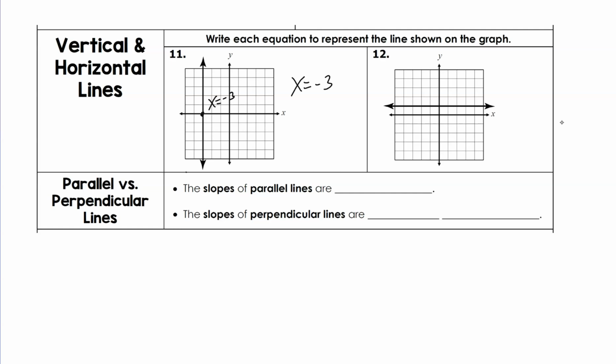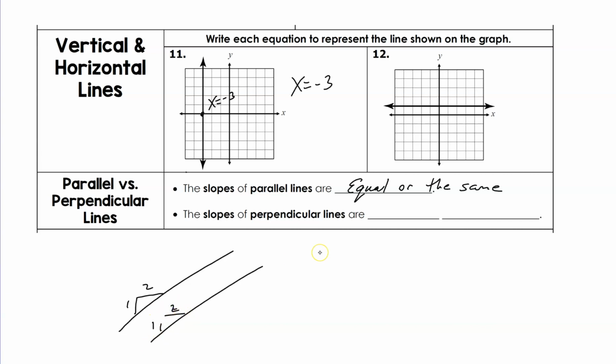All right, parallel versus perpendicular. Now, the slopes of parallel lines are always equal, or you could say they're the same. When you think about it, parallel means they're never touching. So if it goes up 1 and over 2, this one's going to have to go up 1 and over 2. Otherwise, eventually they are going to touch.